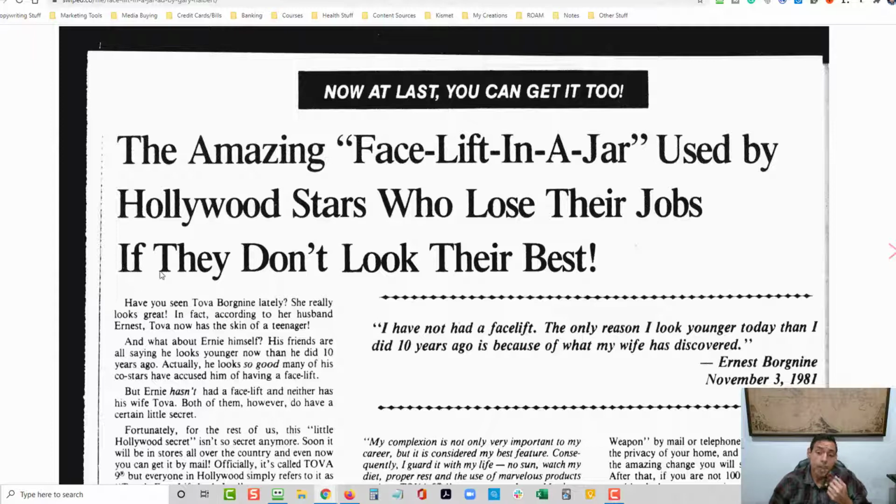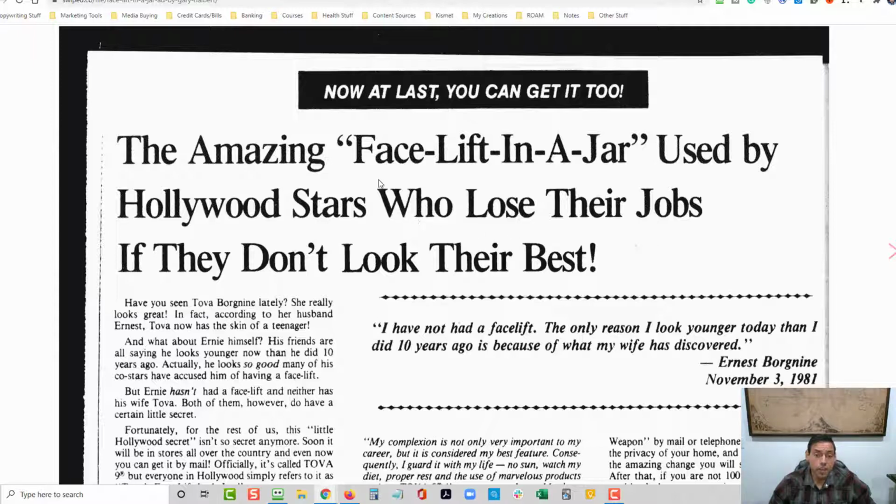Well, what Gary chose to do was use Hollywood stars because, as he points out, if these people don't look good, they're literally going to lose their jobs. Like, what are they going to do, right? They're out of a job. So this is a proof formula.